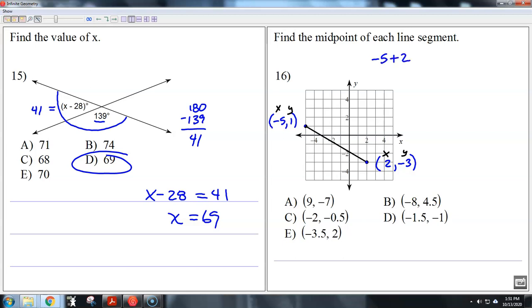So I'm going to average the x's. Negative 5 plus the other x. So I did him plus him. And chop it in half. That's negative 3 divided by 2. That's a negative 1.5. Now for the y values, 1 plus a negative 3 divided by 2. Well, that's a negative 2 divided by 2, which is negative 1. So that should be my midpoint. Let's just verify. Left 1.5, down 1. Oh man, that looks good. Correct answer here is D.